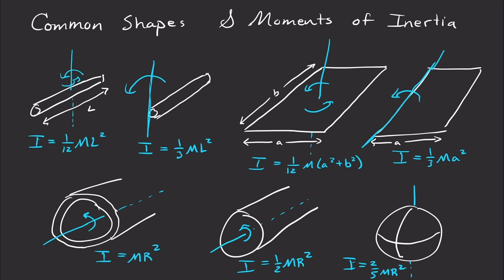But it depends on not only which axis you've chosen, but how the mass is distributed about that axis. So the moment of inertia isn't the same once you have an object. It doesn't stay the same. It also depends on the axis that you choose for that object to rotate about.